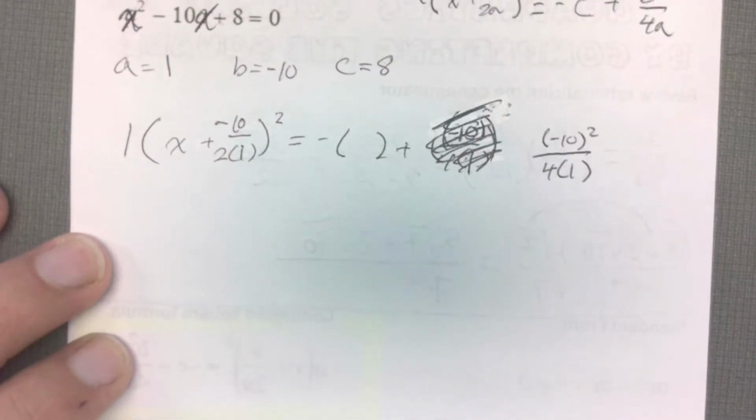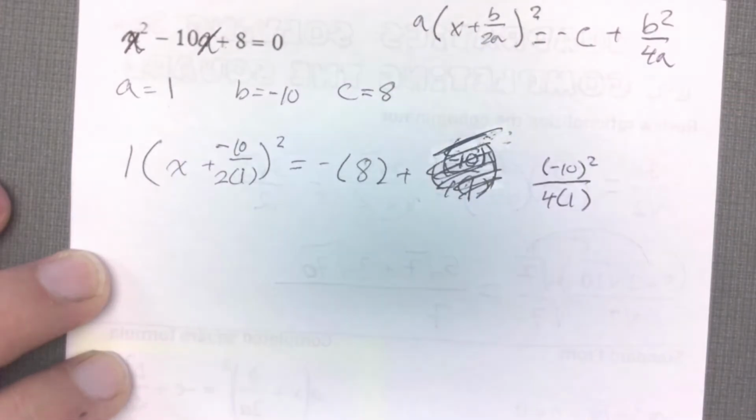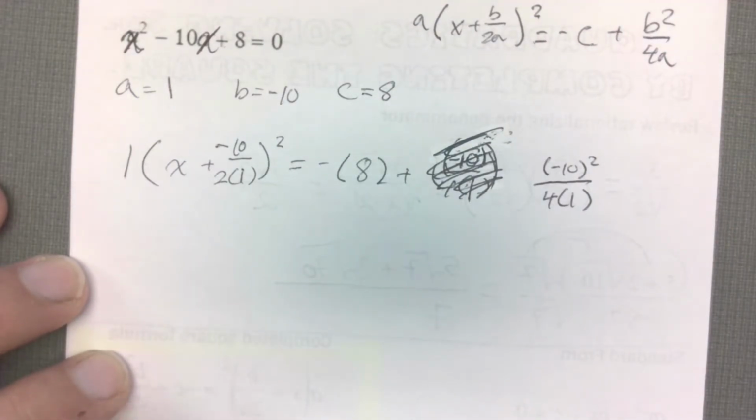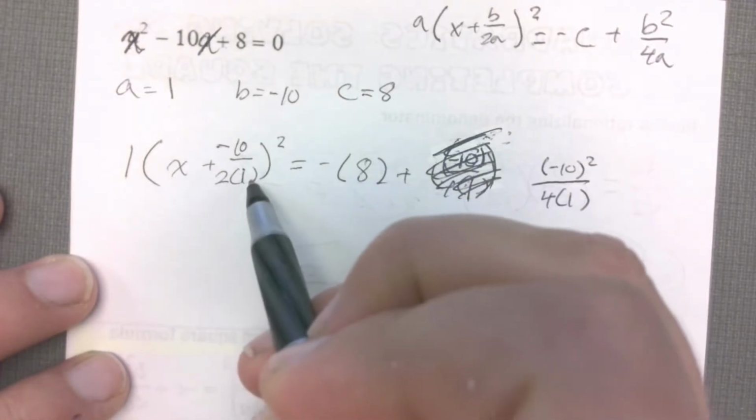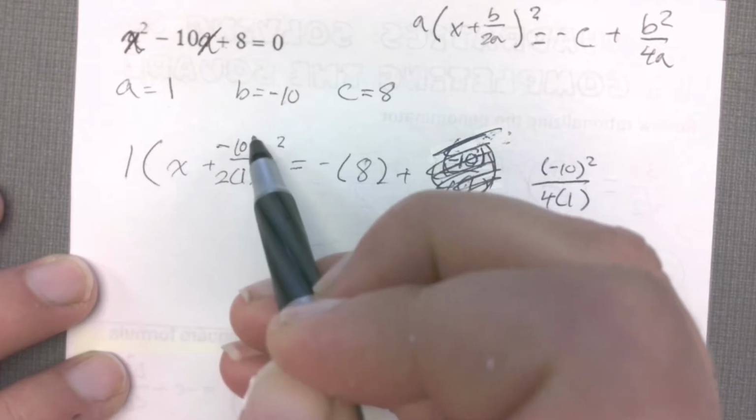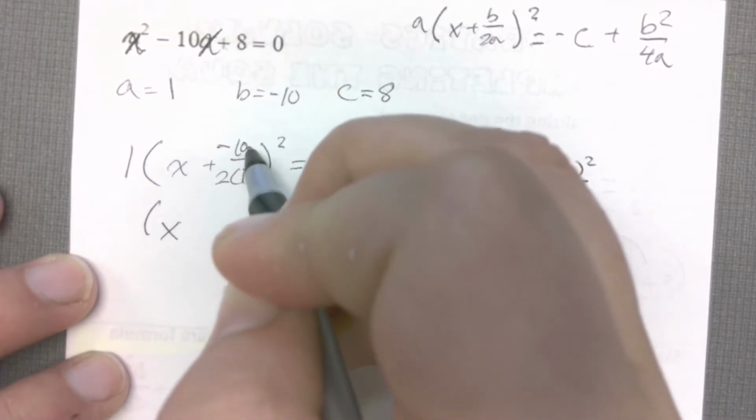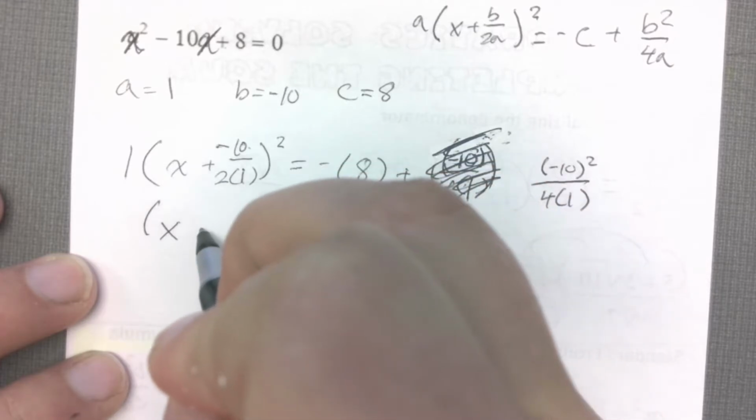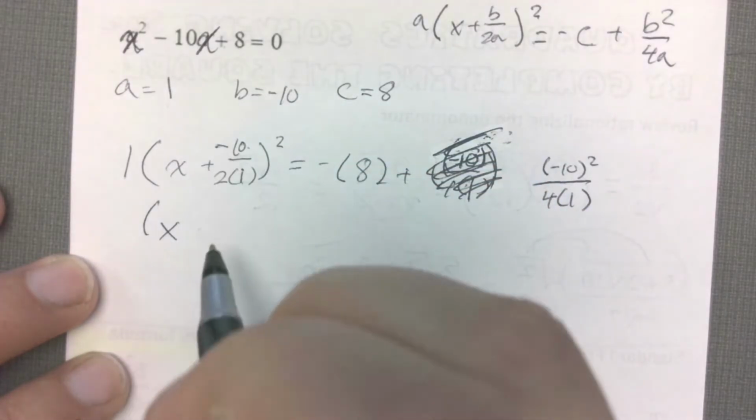Okay, and what's our C? 8. So let's take it one step at a time. Do I need that 1 anymore? Do I need the parentheses? You do, because it's still squared, right? So we're going to leave the parentheses alone. Negative 10 divided by 2, what is that? 5. Yep.